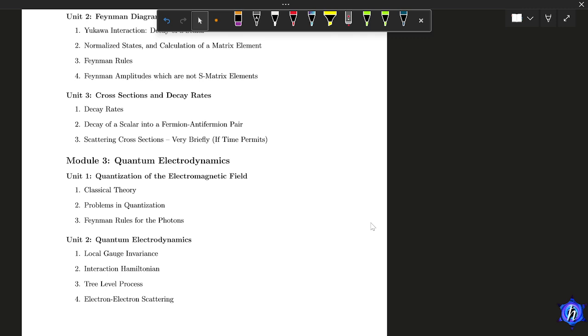Now, unit 2 is the core of this module, which is quantum electrodynamics. We see what local gauge invariance is. We need to know how to write an interaction Hamiltonian. Then we'll see some of the simplest examples, which are called tree level processes. When we draw a Feynman diagram, we see what the tree level processes are and what the other higher order processes are, but we'll mostly stick to the tree level processes as this is the first course on quantum field theory. Now, unit 2's core is electron-electron scattering.